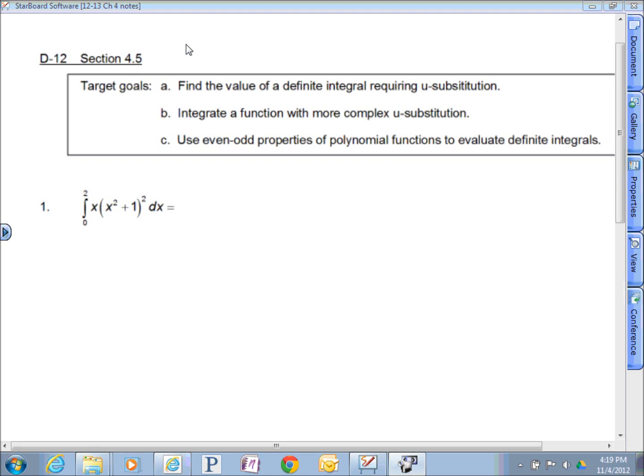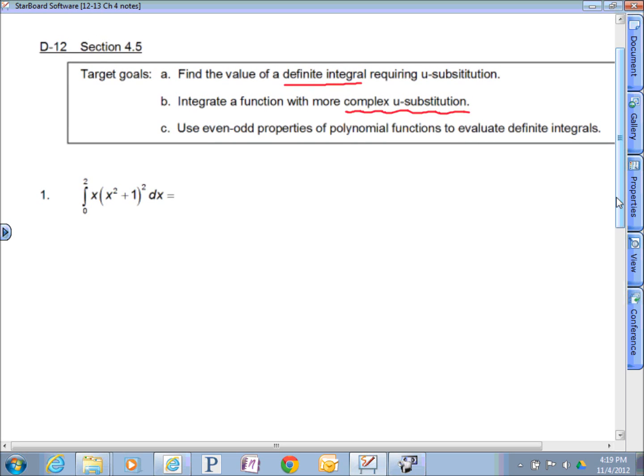More section 4.5. We've already done this use substitution thing, but now what happens if it's a definite integral and we're doing use substitution? And our second goal in this video is to hit what happens when the use substitution needs to get a little bit more complex. We're going to hit those two. Problem number 1 will hit goal A. Problem number 2 will hit goal B.